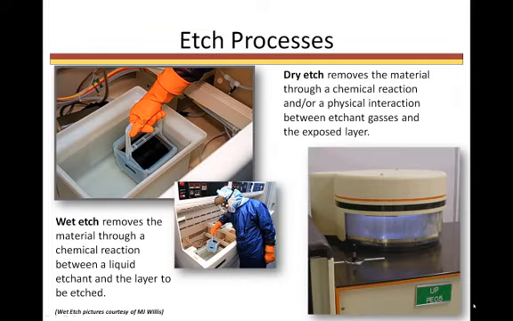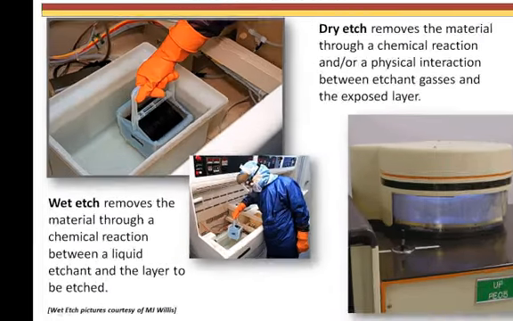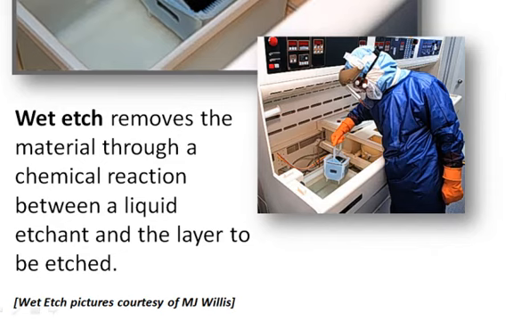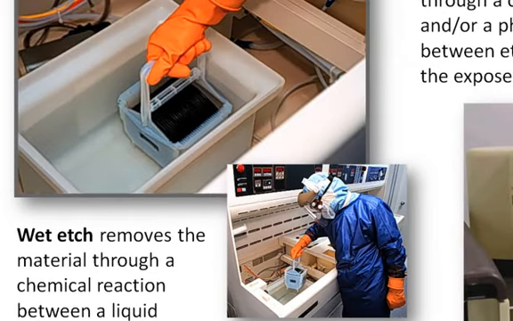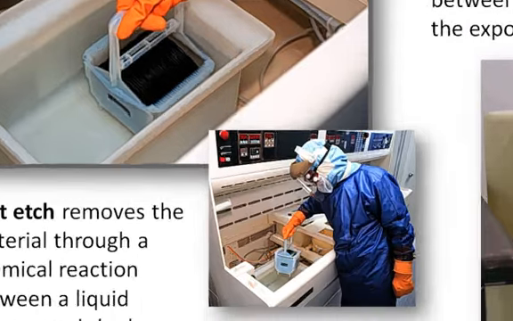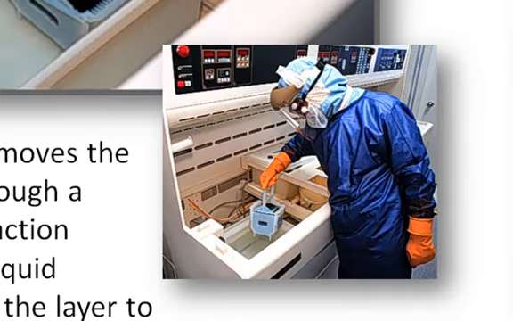Etching is accomplished through either a wet or dry technique. Wet etching removes the material through a chemical reaction between a liquid etchant and the layer to be etched. Wet etching usually takes place at a wet bench with proper exhaust because many of the etchants, the reactive chemicals used in wet etch, are very caustic and they emit vapors that must be controlled. Wet etch processes also require that acid gear be worn by anyone who works with or around the wet etch area.